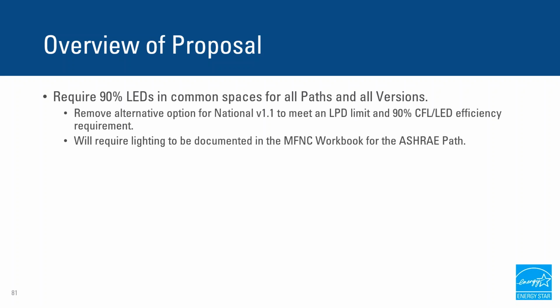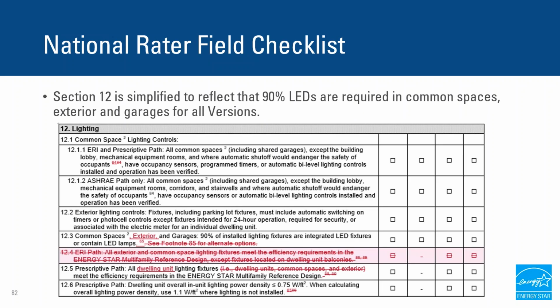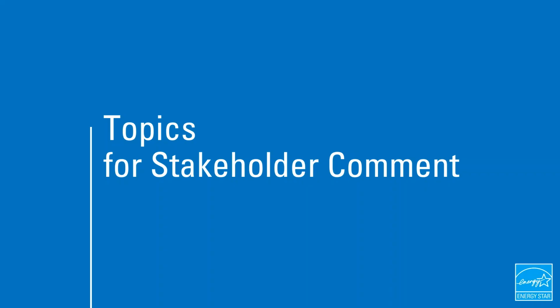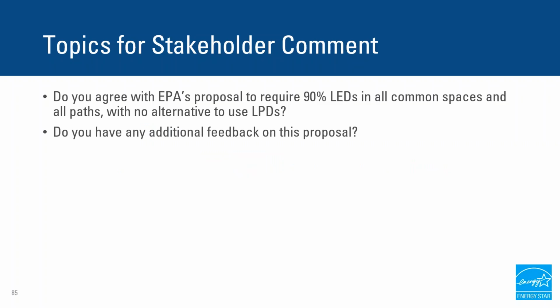So we are proposing to require 90% LEDs in common spaces for all paths and all versions, and remove the alternative option for version 1.1 to meet an LPD limit of 90% CFL or LED efficiency. This will require lighting to be documented in the Multifamily Workbook for the ASHRAE path, where previously they had only had to document it in the ASHRAE path calculator. This is how the section on the RADAR field checklist will be updated, where we will get rid of an item and simplify a couple, and we will be able to remove a lot of footnotes. So we are interested in whether you agree with this proposal to require 90% LEDs in all common spaces.